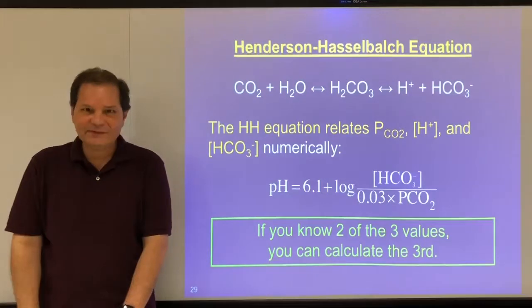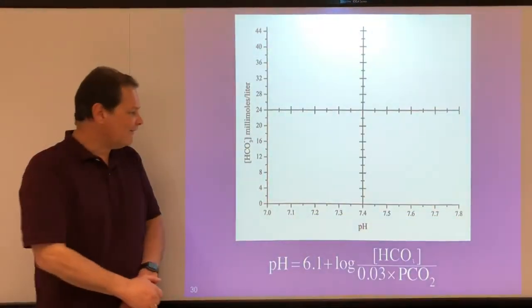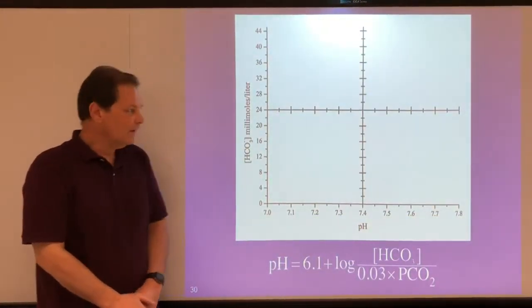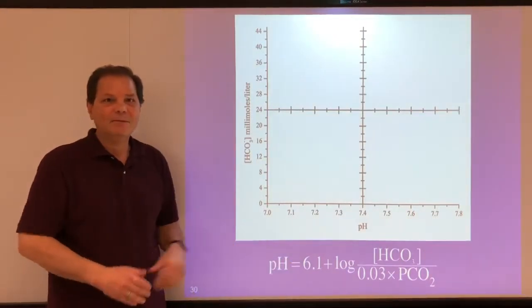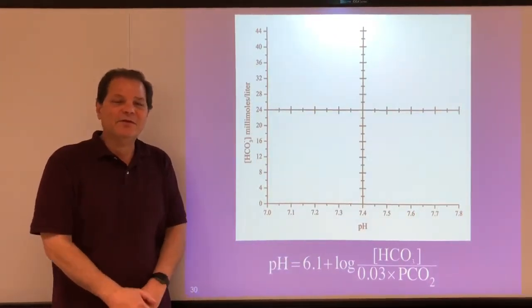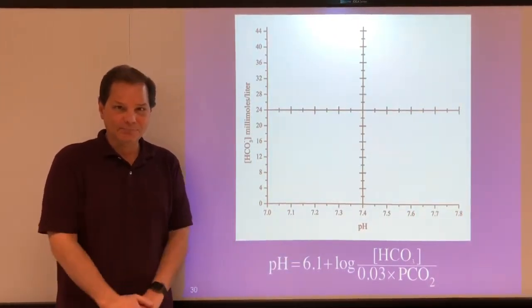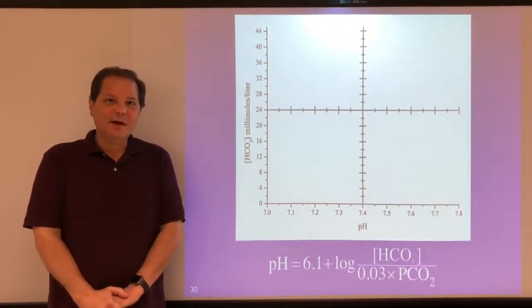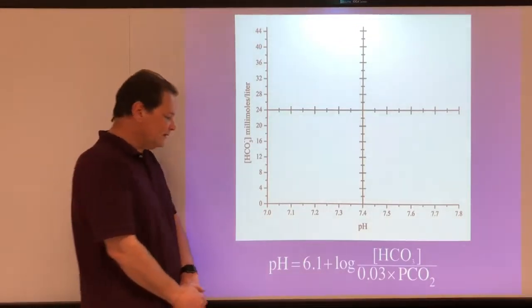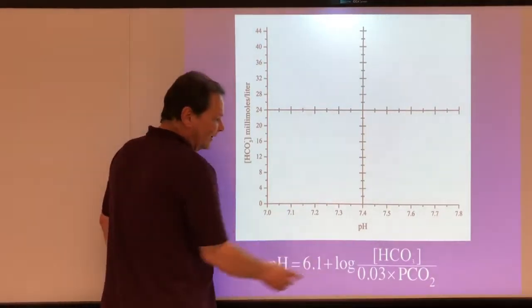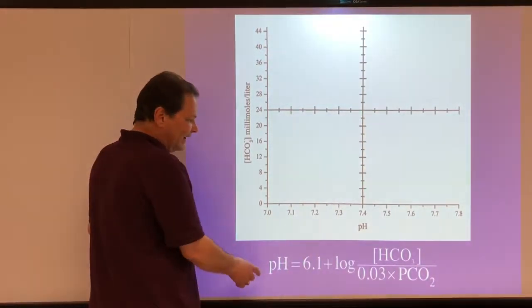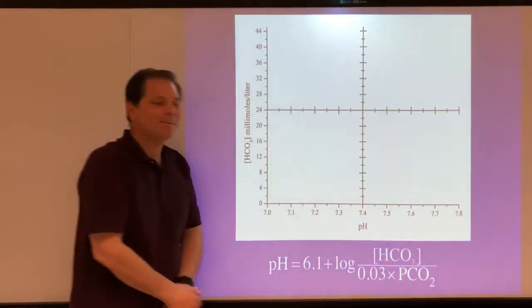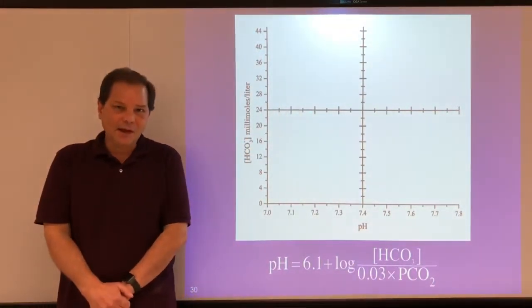So what that means is that we can construct a graphical relationship between these three parameters. And when we do that, it's called the Davenport nomogram, okay? This turns out to be fairly complicated because instead of just a relationship between two parameters, x and y, we actually have a third parameter that has to be accounted for here. And you'll see how we do that in a moment.